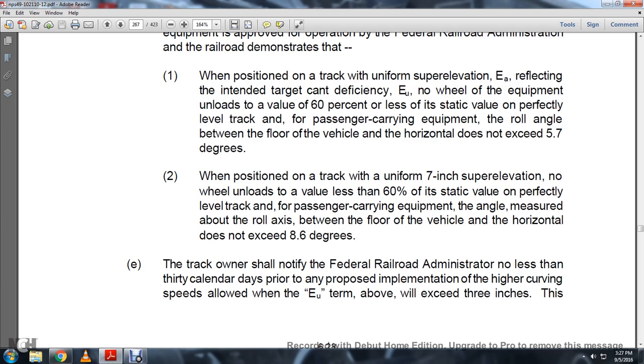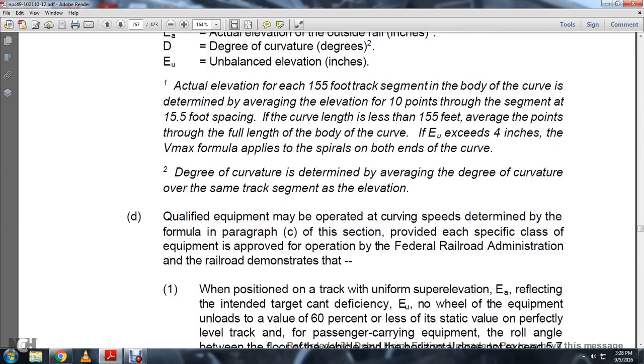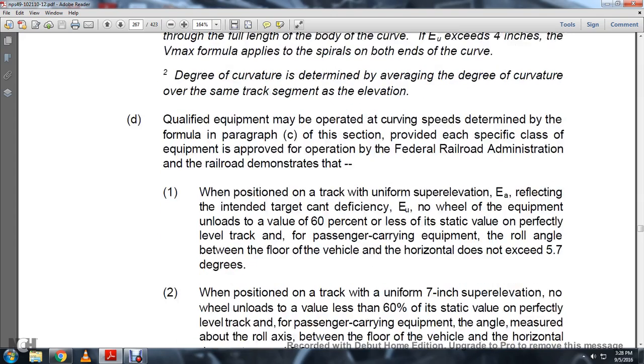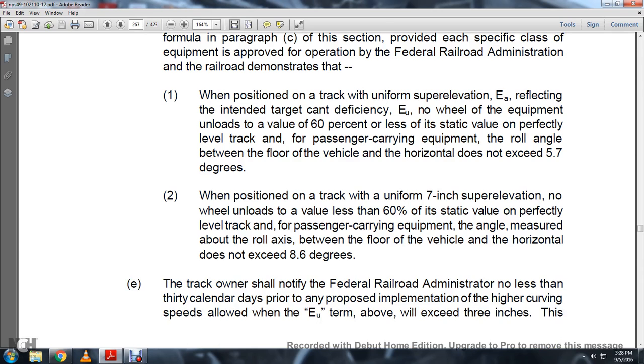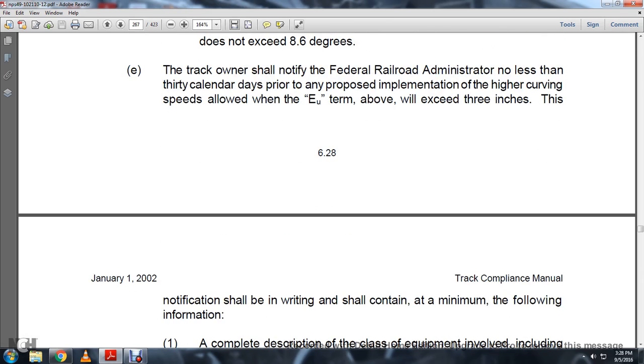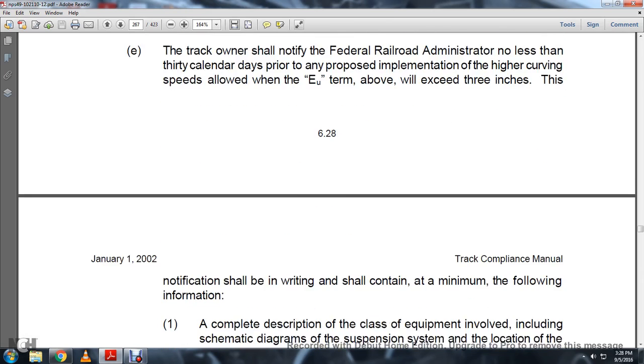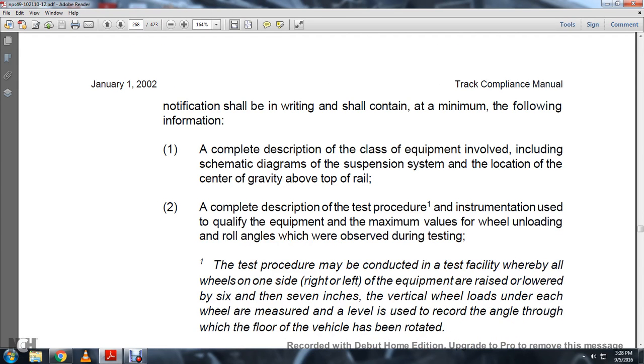The track owner shall notify the Federal Railroad Administration not less than 30 calendar days prior to the proposed implementation of the higher curving speeds allowed when the unbalanced elevation will exceed 3 inches. This notification shall be written and shall contain, at a minimum, the following information: 1. A complete description of the class of equipment involved, with schematic drawings, the suspension system, and the location of the center of gravity above the top of the rail.